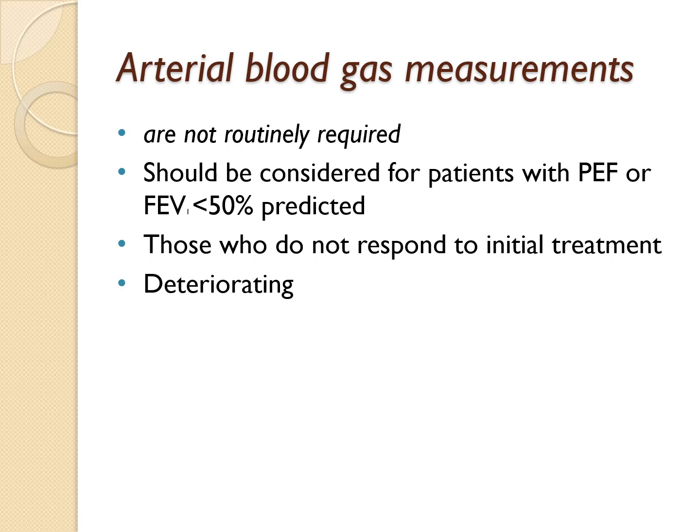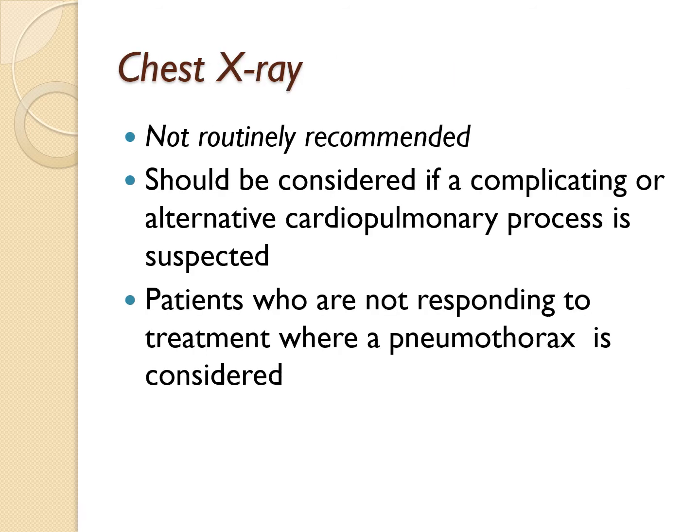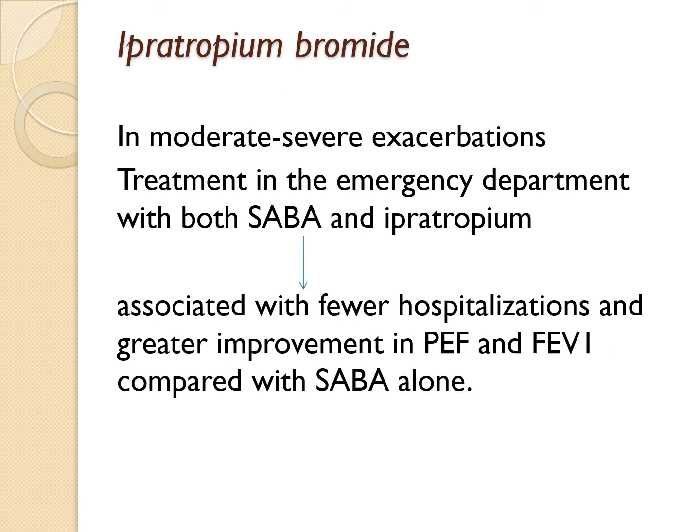Routine arterial blood gas is not needed. However, if the patient is having very poor lung function, that is FEV1 less than 50%, or for patients who are not responding to initial treatment, or patients who deteriorate, then you have to do ABG and see the response. Again, routine chest X-rays are not indicated unless you are thinking of an added cardiopulmonary diagnosis, or you are thinking of a pneumothorax where the patient is not responding to treatment.